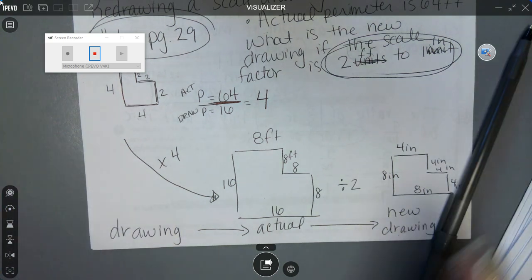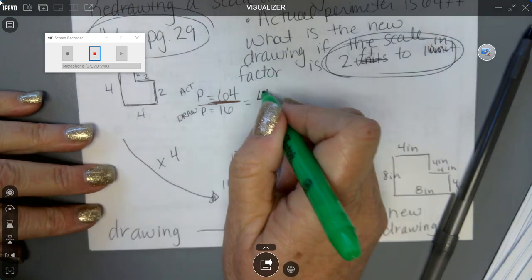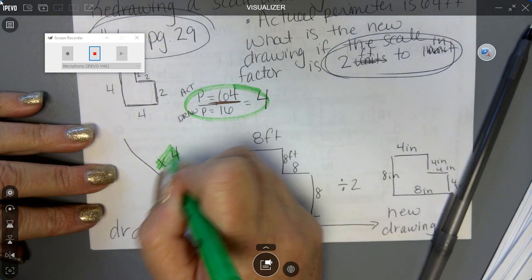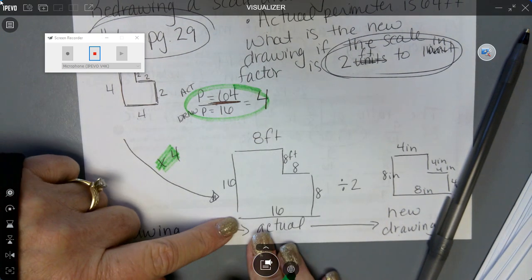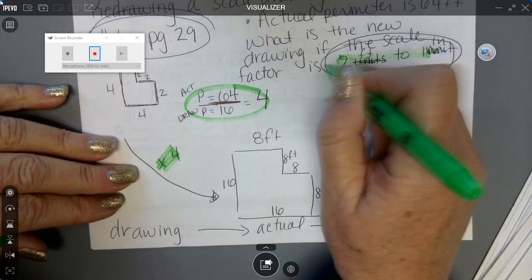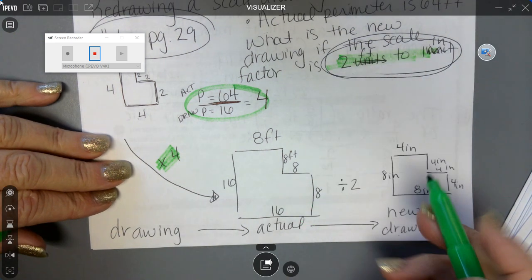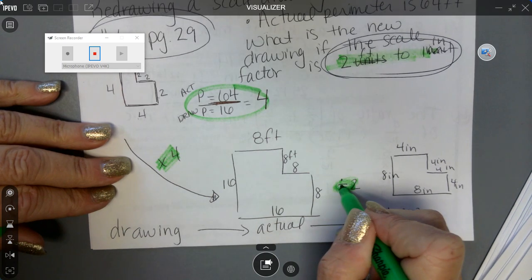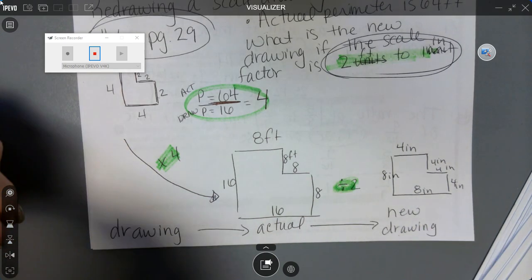Okay? And what I did is I found my scale factor and I multiplied my drawing by my scale factor to get the actual dimensions. Then in the problem it told me what my new scale factor was. So I divided by that new scale factor to get my new dimensions.